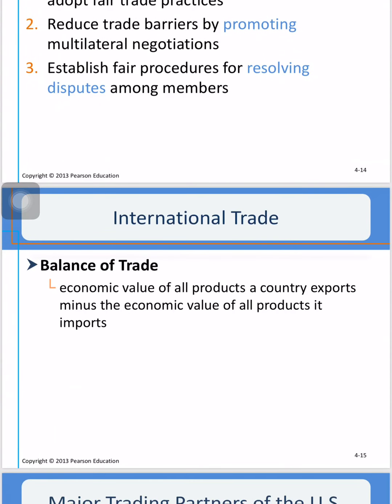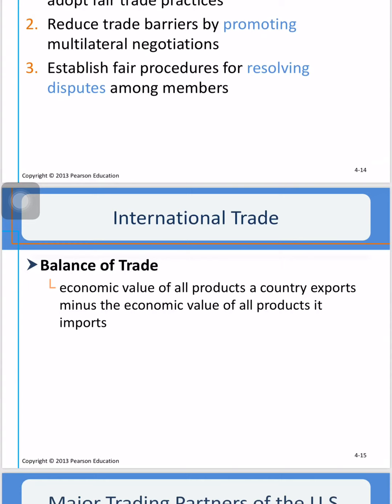Okay, international trade and balance of trade. The economic value of all products a country exports minus the economic value of the products it imports. Okay, that's called the balance of trade. How do you find the balance of trade? It is when you take the exports minus the imports. Sorry, the total economic value of the products your country exports minus the economic value of the imports.